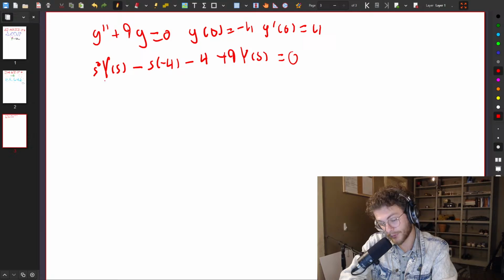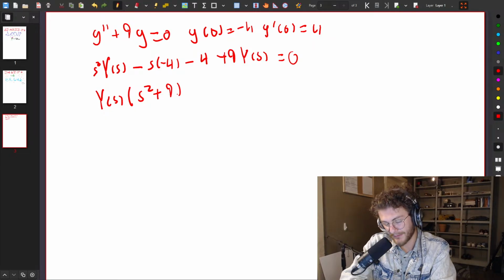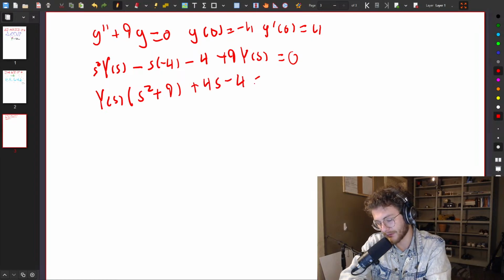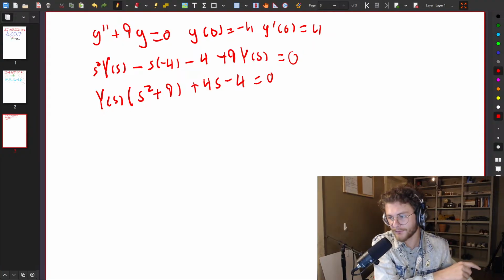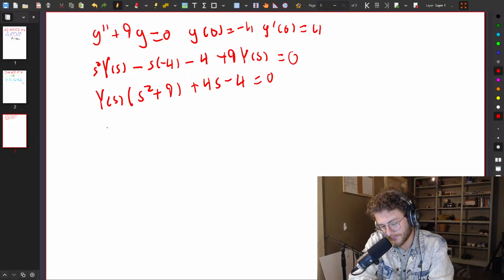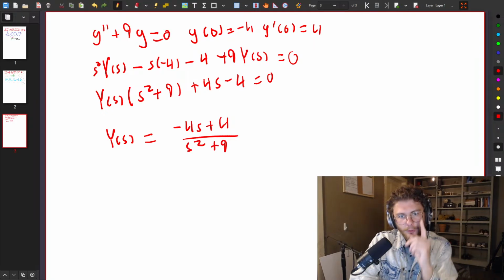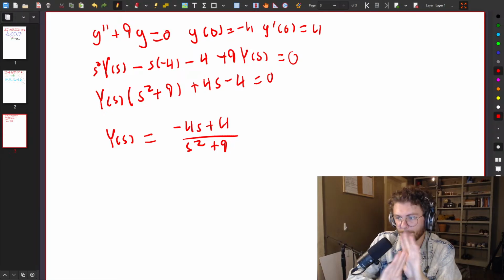Now, what are we doing now? We're going to distribute the y of s's, which is s squared plus 9, minus s times minus 4, that's plus 4s, minus 4 equals 0. We're going to move all of that stuff from this side to this side, and divide it out, which is going to give us y of s equals -4s plus 4 over s squared plus 9. Hopefully a much simpler problem.